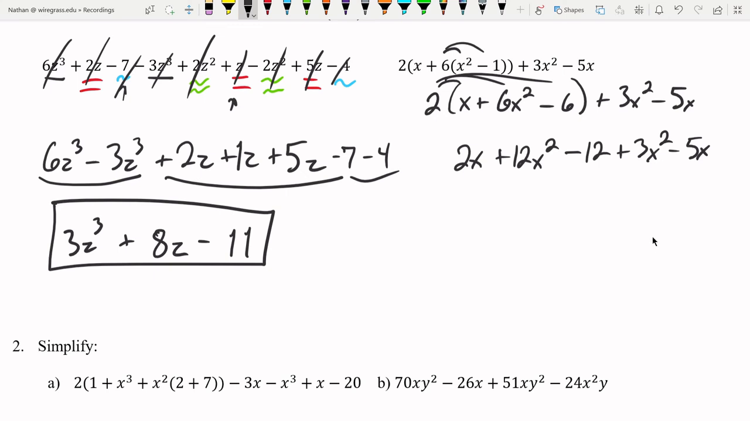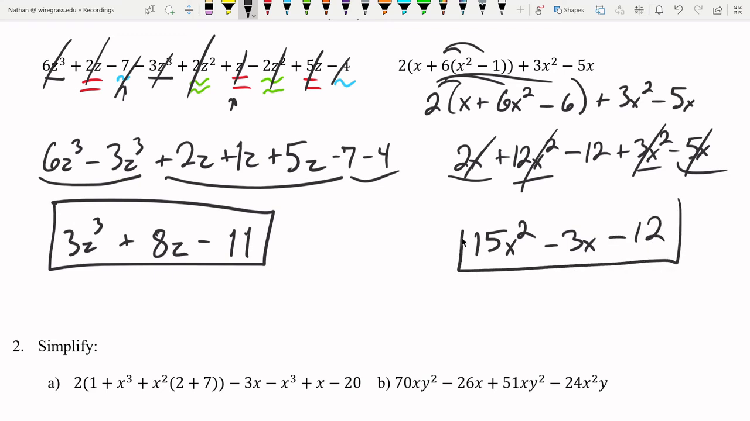And now I can combine like terms. I'm going to show you how I would do this normally. I see I have x squared and x squared. 12 plus 3 is 15x squared. Okay, those are done. Now I have 2x and minus 5x. 2 minus 5 is negative 3x. Okay, those are done. And I only have negative 12.